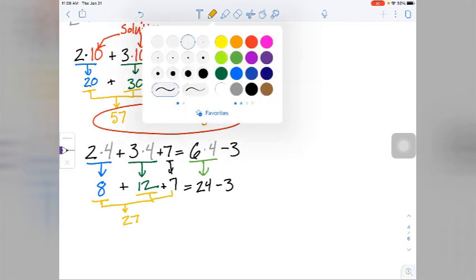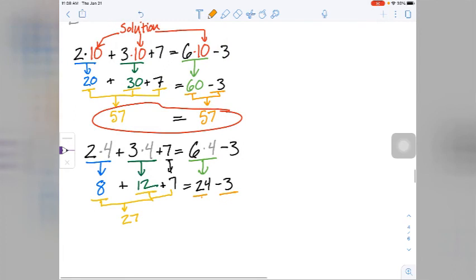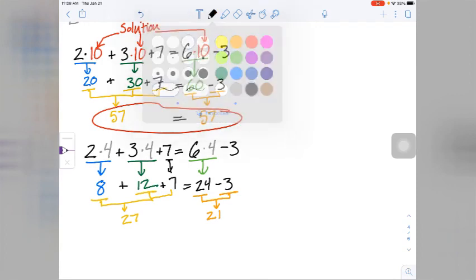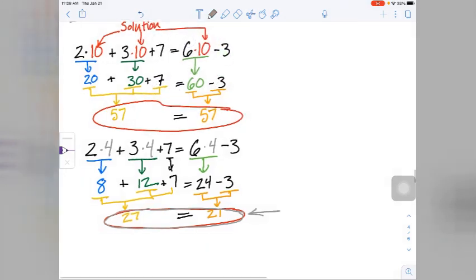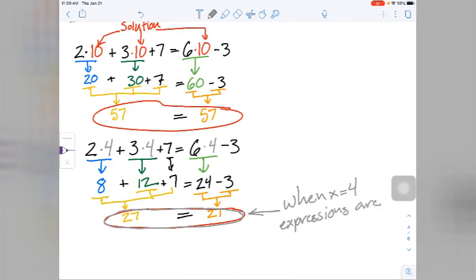And then on the other side, I have 24 minus 3. Does 24 minus 3 equal 27? No, it actually equals 21. And so in this case, is this a true statement? Is 27 equal to 21? No, it's not. So I can tell by looking at this that when x equals 4, these expressions are not equal.